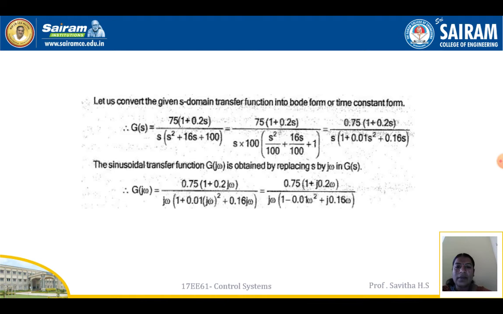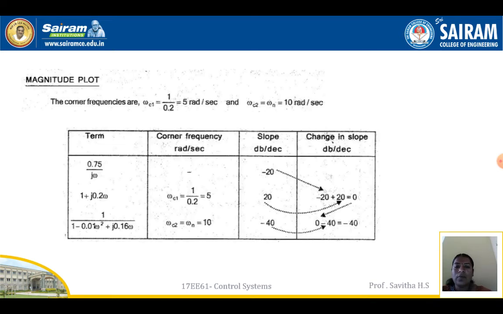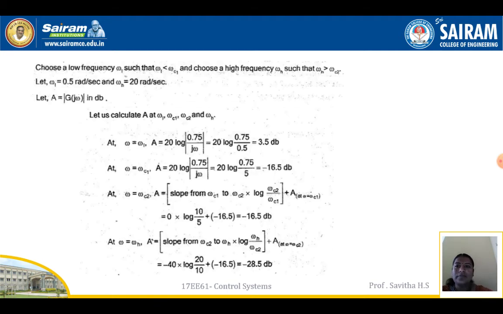Then the last parameter is the denominator part, 1 divided by (1 minus 0.01 omega square plus j 0.16 omega). For this, omega c2 is equal to 10. The corner frequency is 10, and since it is in the denominator, the slope is minus 40. So 0 added with minus 40, you get a slope of minus 40.